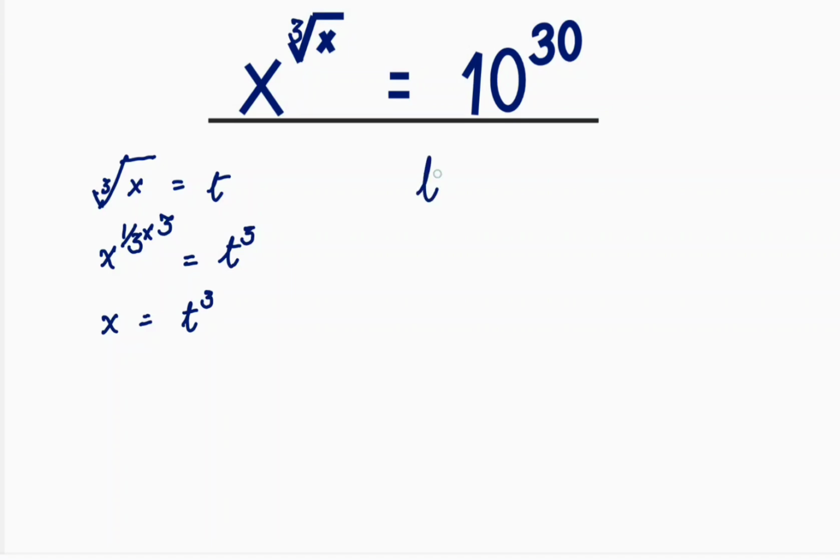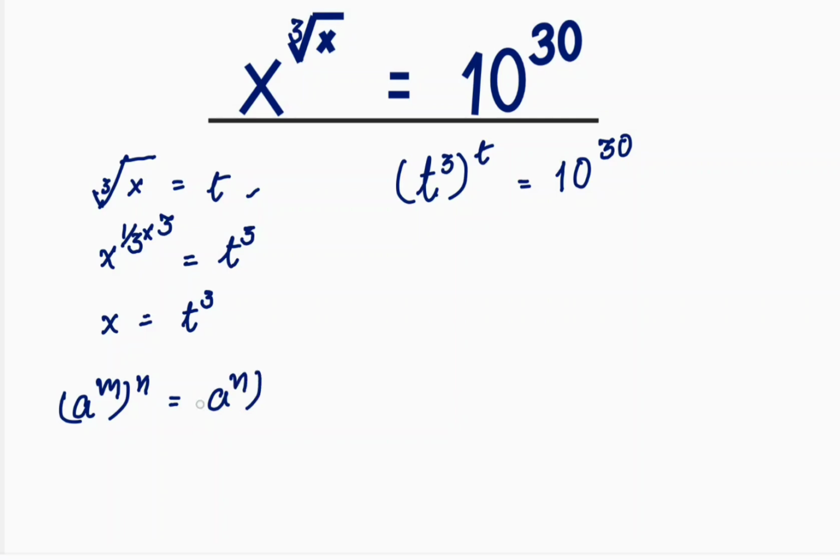x is t cubed, raised to the power of the cube root of x, which is equal to t, equal to 10 raised to the power 30. This t cubed raised to the power t is in the form of a raised to the power mn, which can also be written as a raised to the power nm. That means 3 and t can be interchanged. So write it as t raised to the power t cubed is equal to 10 raised to the power 30.